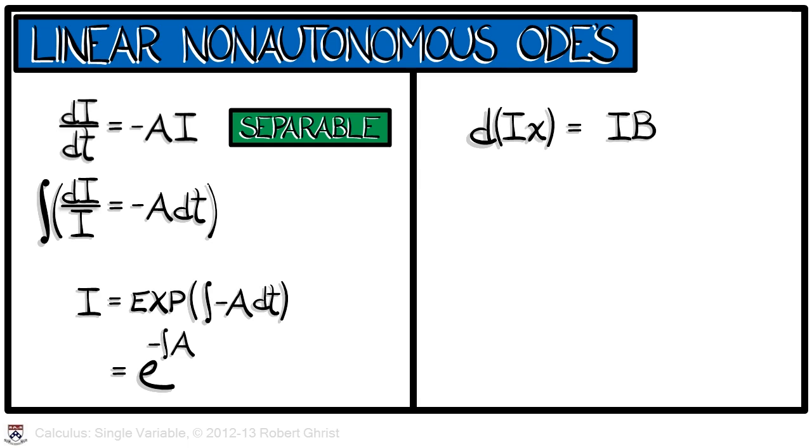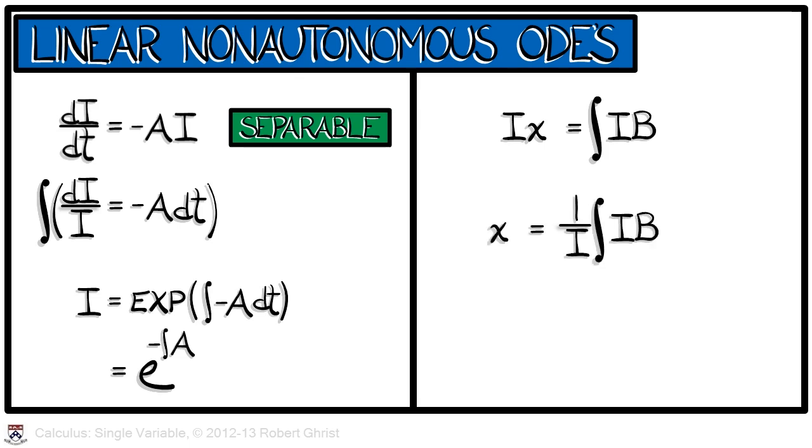If we choose such a function I and multiply both sides of our original equation by this, then what we obtain is, on the left, the derivative of I times x, and on the right, I times b. Now we can integrate both sides, because differentiation and integration undo each other. On the left, we have I times x. On the right, the integral of I times b.